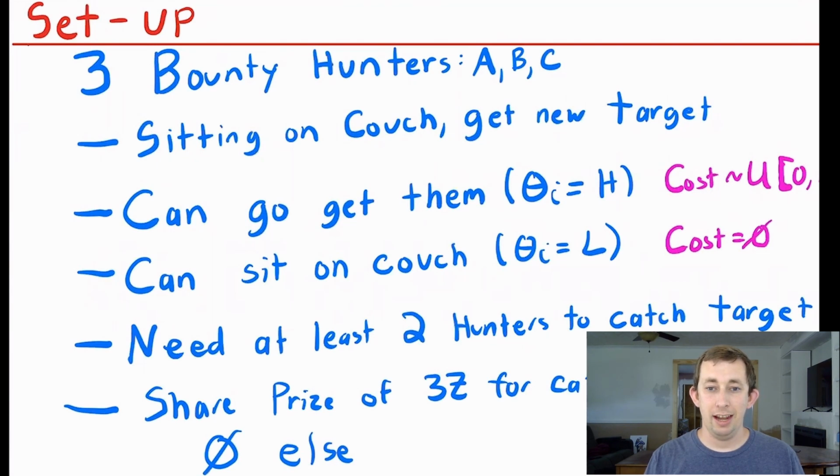They're all sitting on the couch and they get a text that a new target has been identified, and they are choosing whether or not to get off the couch and go get them or to stay on the couch and ignore it. The cost of going to get the new target is going to be uniformly and independently distributed between 0 and 1. The cost of staying on the couch is, as you might have guessed, nothing.